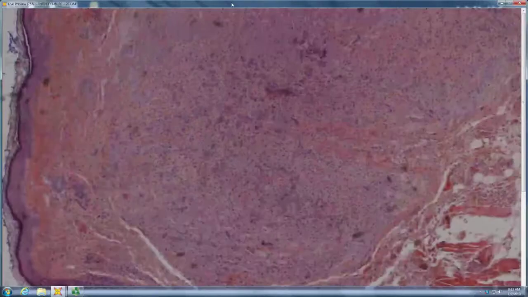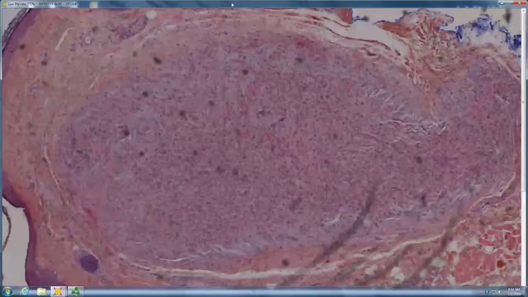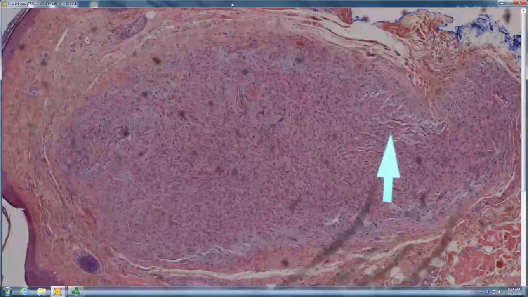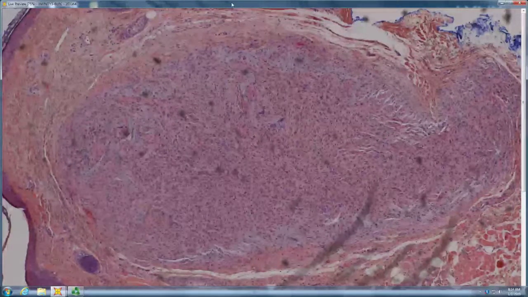So, pretty well circumscribed. Yep. Dermal mass. Vertically oriented. Mm-hmm. Some clefts between the fascicles. I think PN. Palisaded encapsulated neuroma. Very good.